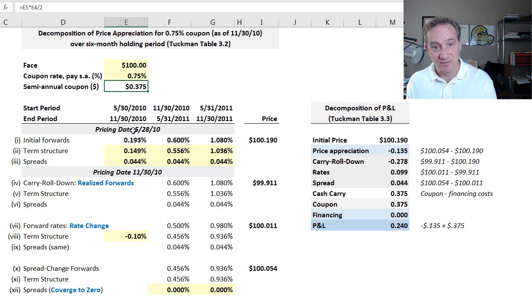And again, we have this bond with 1.5 years to maturity, right? That's why we have 3 columns, right? So at the initial point in time, pricing date, May 28th, 2010, there's going to be 3 cash flows, a coupon, and then a final coupon and return to principal. We're not going to get that far. We're only going to go 6 months. At the time that we price this bond, you can see, again, using same labels of Tuckman, we have an initial forward term structure.